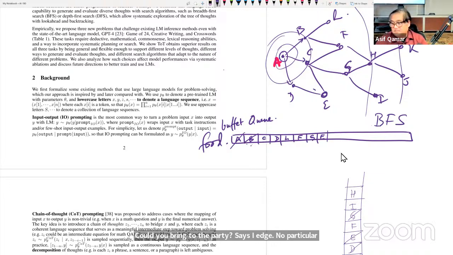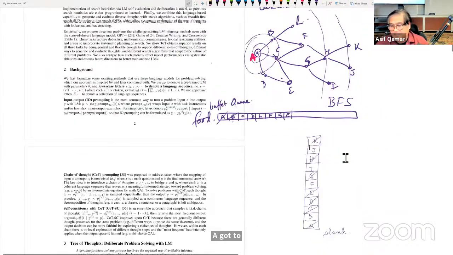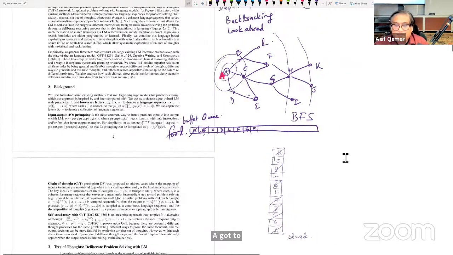And then who is at the top? H gets to eat. When H eats, who does H bring to the party? J, K, right? So now look at this, and then maybe K gets to eat. Now look at the sequence of people who got to eat. A got to eat. Let me shrink it a little bit. Yeah. A got to eat.